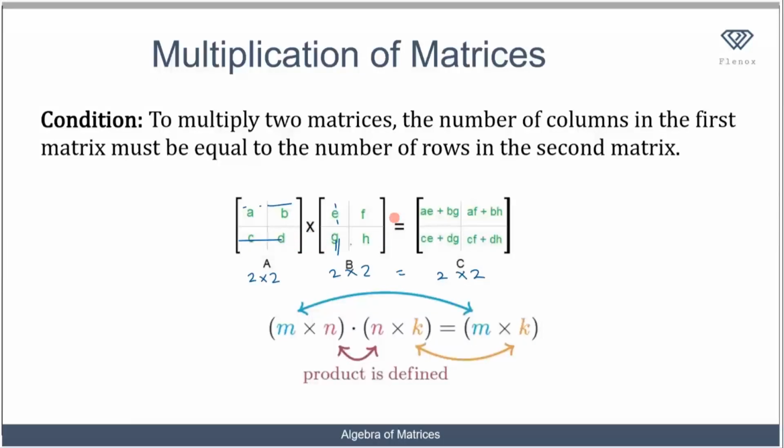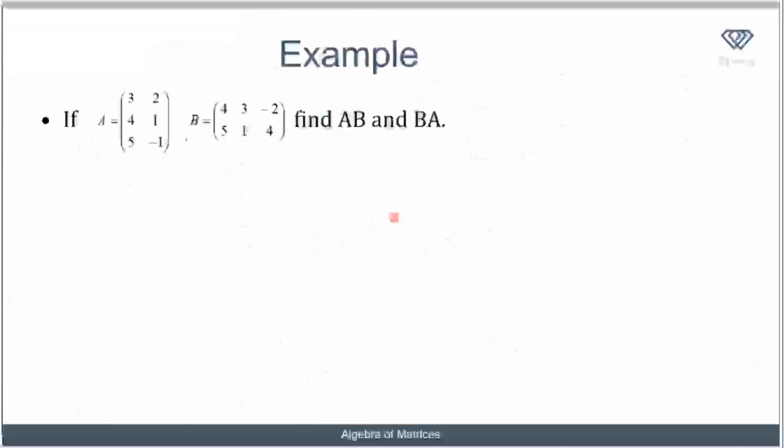So let's see how to do this with real numbers now. Here we are told to multiply these two matrices. We are told to find AB, that is A times B, and we're also told to find B times A. So let's start out by finding A times B.